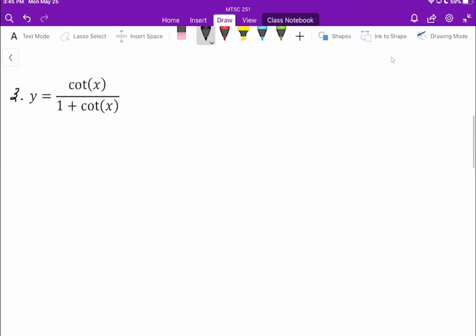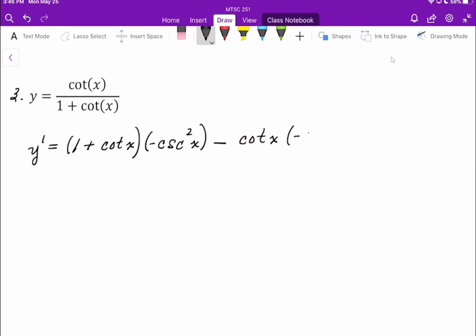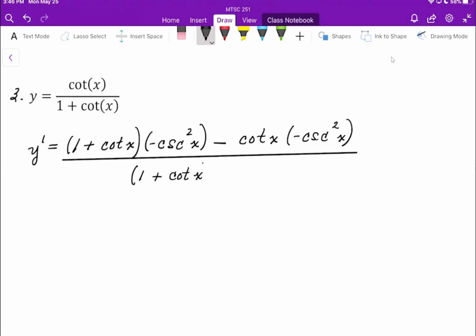In our next problem, we have to use the quotient rule. So our derivative, y prime, is going to be the bottom, 1 plus the cotangent of x times the derivative of the top, which is minus cosecant squared x, minus the top, which is the cotangent of x, times the derivative of the bottom, which is minus cosecant squared x. And that whole numerator is divided by 1 plus cotangent of x, quantity squared.